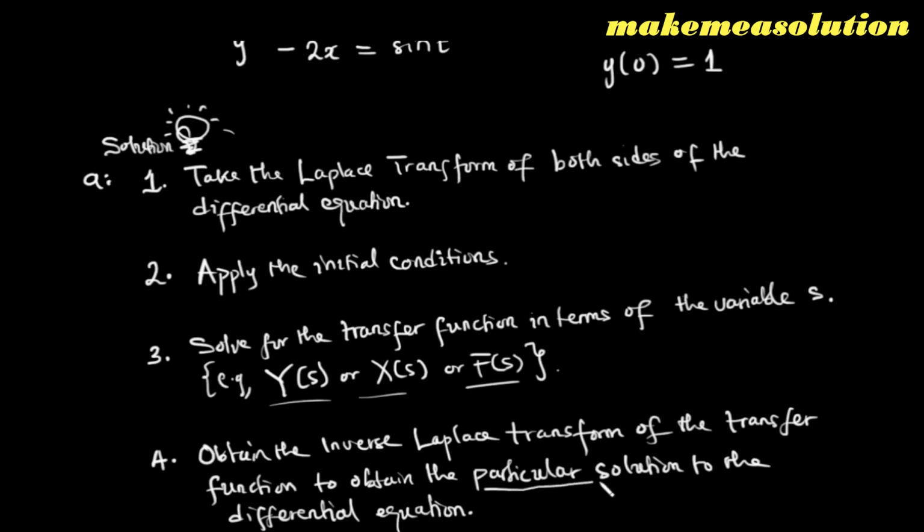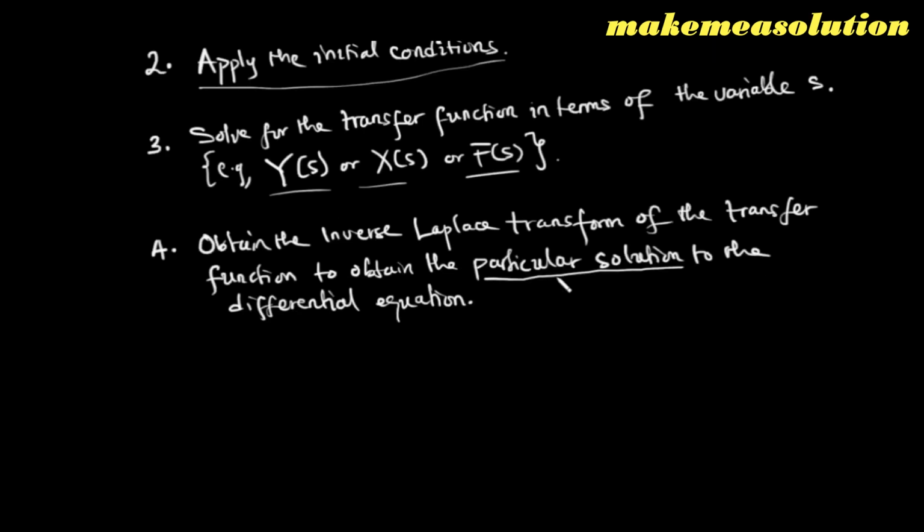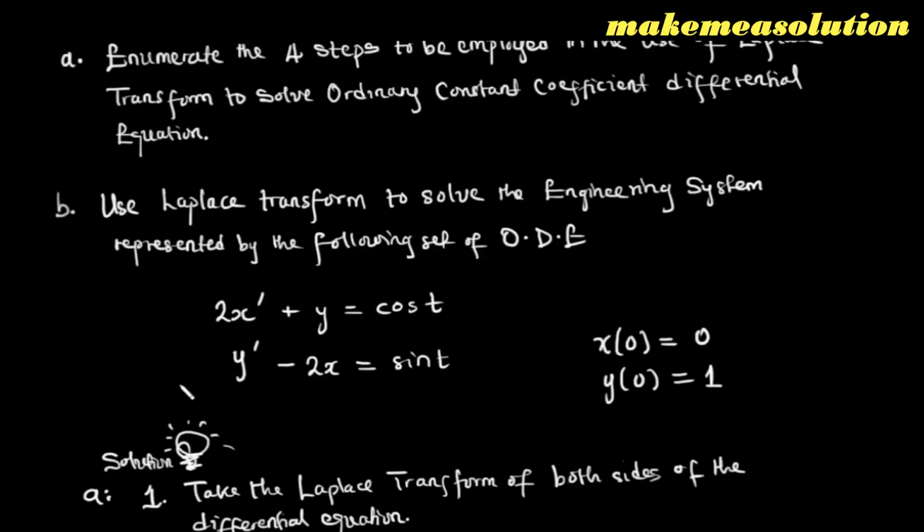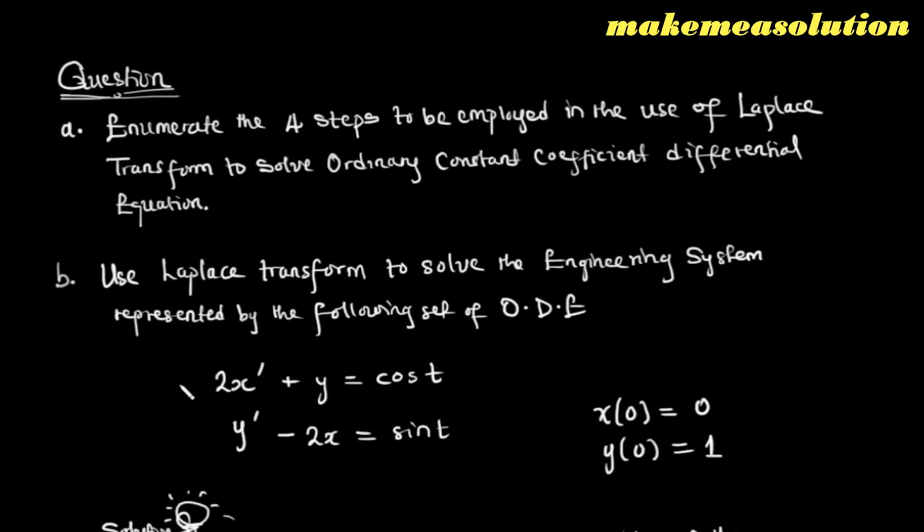I'm using particular solution because particular solution stems from cases when you have applied initial conditions. It's not going to be a general solution. General solution is when we have not yet applied initial conditions, but a particular solution is when you have applied an initial condition. So these are the 4 steps that you take when you're using Laplace transform to solve for ordinary constant coefficient differential equation.